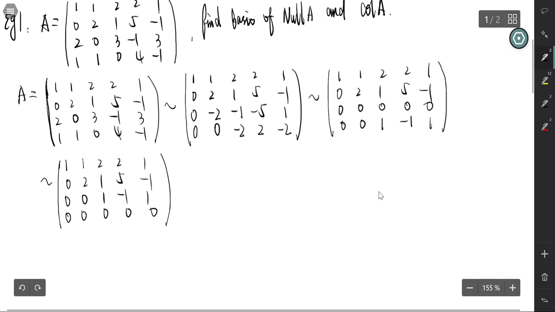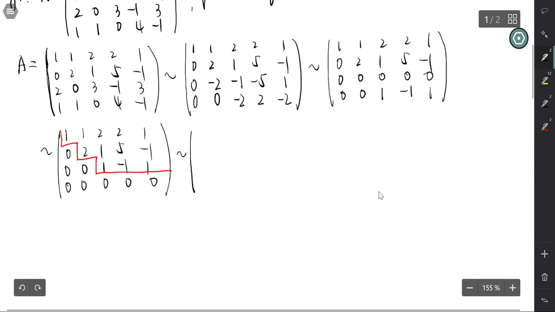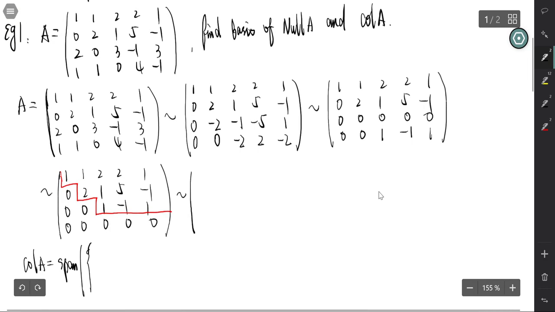This form is row echelon form, but it is not the reduced row echelon form. But now we can find the column space right now. What is the column space? Now we can write the column space as a span of its basis. After we get the row echelon form, each pivot position corresponds to a basis vector.